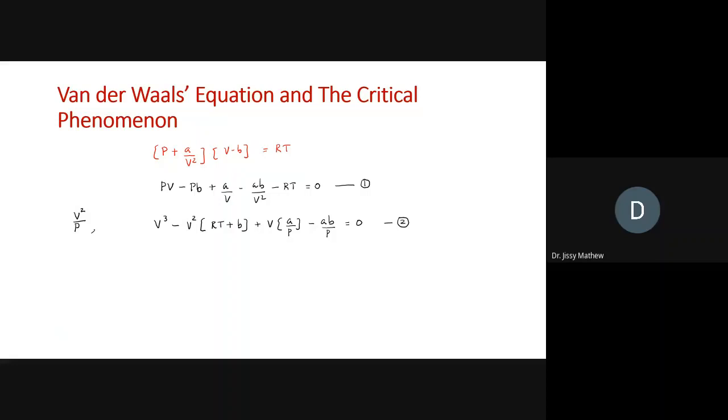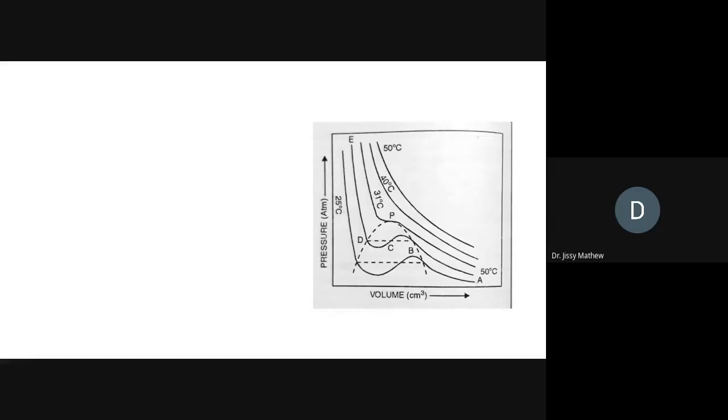And this is a cubic equation in V, which can be solved for given values of P and T to give 3 values of V. All 3 values of V may be real, or 1 may be real and 2 imaginary. On substituting the Van der Waals constants a and b in equation 2, the values of V can be calculated at different pressures for a given temperature. When P is plotted against V, we get the isotherms at different temperatures. This is known as the Van der Waals isotherm for carbon dioxide.